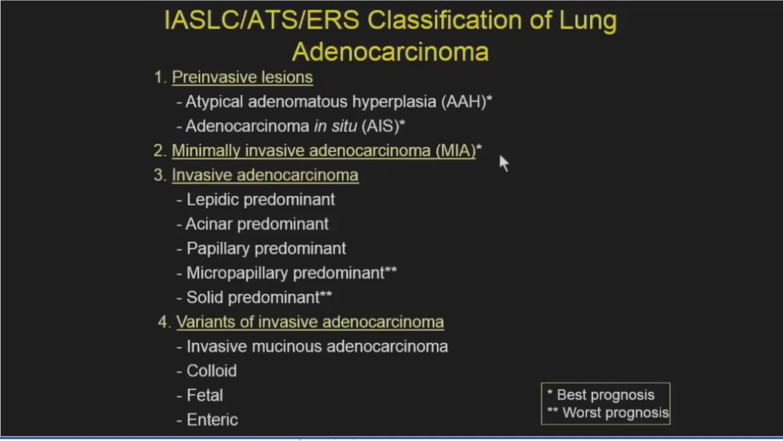This group was created based on the knowledge that those lesions that are similar to adenocarcinoma in situ but have a small area of stromal invasion have an excellent prognosis, similar to adenocarcinoma in situ, with near 100% 5-year survival rate. So they created this new subgroup for these lesions with a very good prognosis to differentiate them from the other invasive lung adenocarcinomas that do not have such a good prognosis. And then there are also the variants of the invasive lung adenocarcinoma.